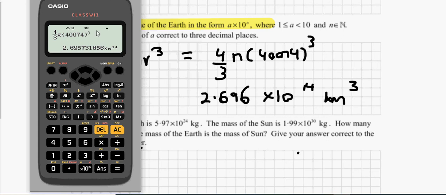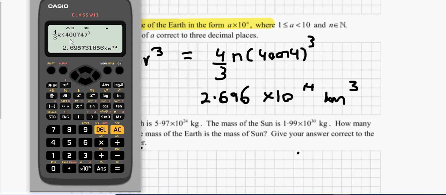Did you enter 4 over 3 pi, open bracket, 40,074, close bracket to the power of 3? Good luck. Go back to your mouse. Go to mouse. Sorry. Shift setup. Shift setup. Set 0. Ready go. Oh, yes. Good point.